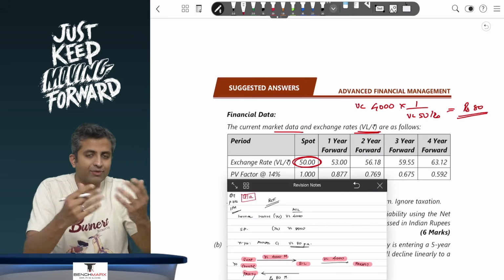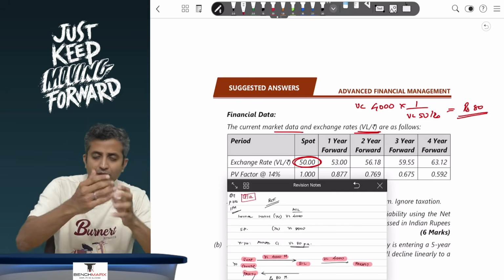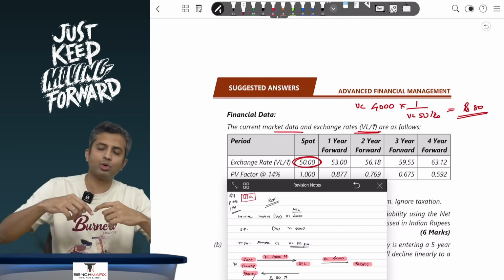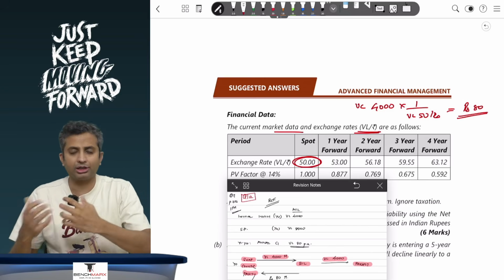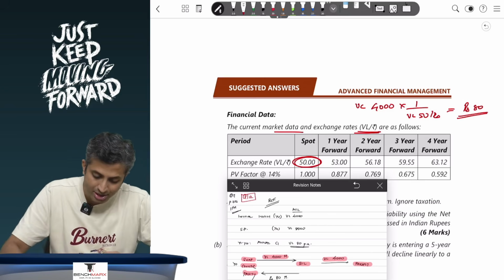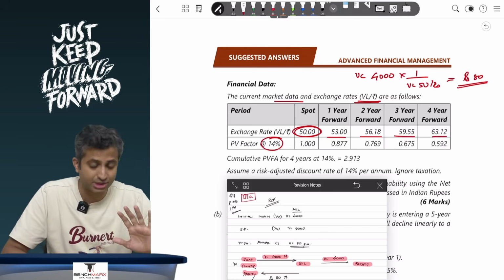So today, when I'm entering into a swap, I need 4,000 million VL, for which I will be giving 80 million rupees. After 4 years, I will again have to give back the 4,000 million and I'll get back 80 million rupees. So this will be at today's spot rate, and there is a 1-year forward rate, 2-year, 3-year and 4-year, and there is also a discounting factor at the rate of 14% which is available.